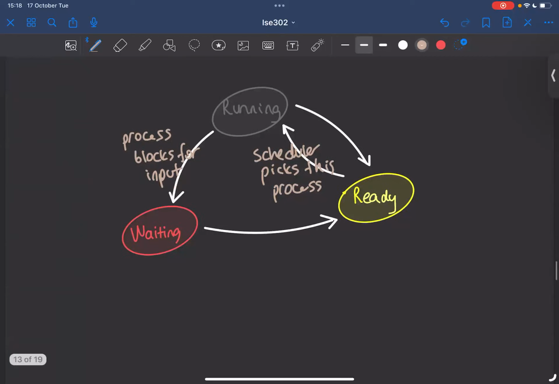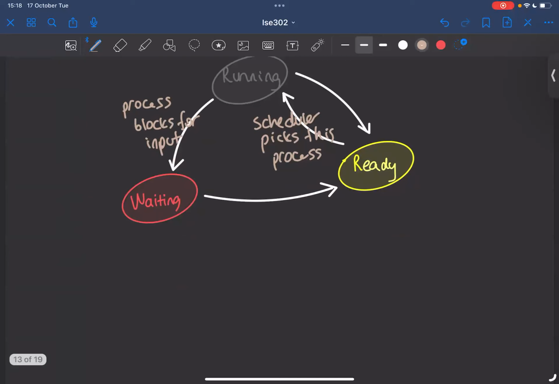okay? From waiting to ready, the state transitions from waiting to ready, indicating the process can now continue its execution since the required data is available. So we can say that input becomes available. So imagine a download completing, the process was waiting for it, and now that is done, the process is ready to continue.